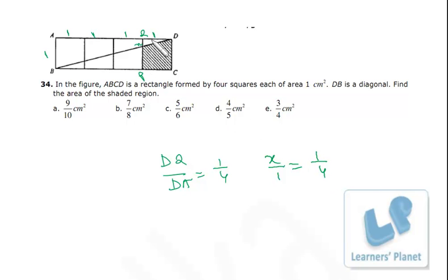Okay, now in this triangle, x is 1/4, this is 1, so we can find the area: half base, that is 1 by 4, into altitude. So that is actually 1 by 8, right? 1 by 8 centimeter square. The entire square is 1 centimeter square. So from that we deduct 1 by 8. So we get 7 by 8 centimeter square. Okay. So a very interesting application of similar triangles.